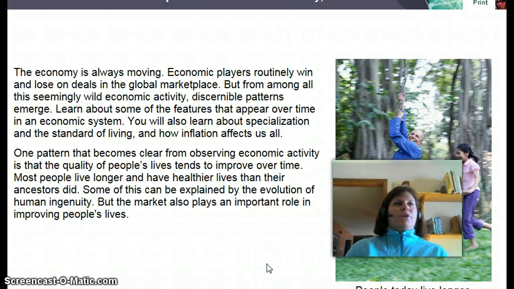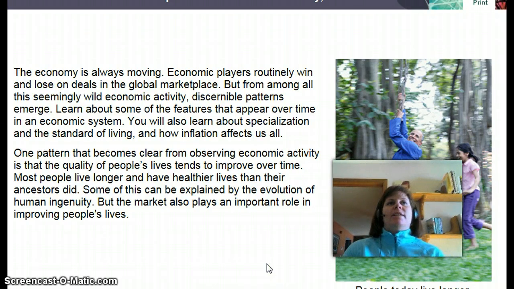Hi, this is Unit 3 and it is Section 3.08, The Ups and Downs of the Economy, Number 1. The economy is always moving. Economic players routinely win and lose on deals in the global marketplace. But from among all this seemingly wild economic activity, discernible patterns emerge. Learn about some of the features that appear over time in an economic system. You will also learn about specialization and the standard of living and how inflation affects us all.